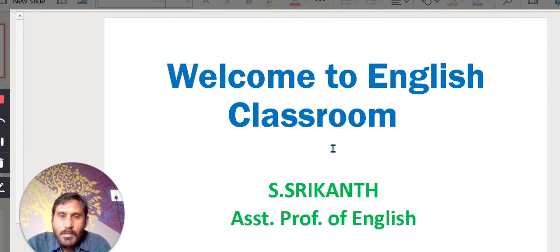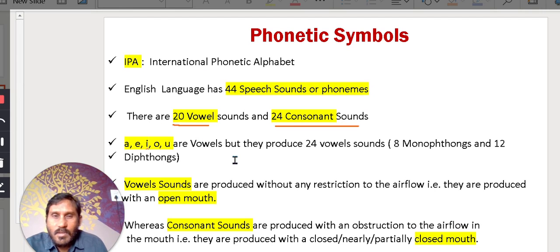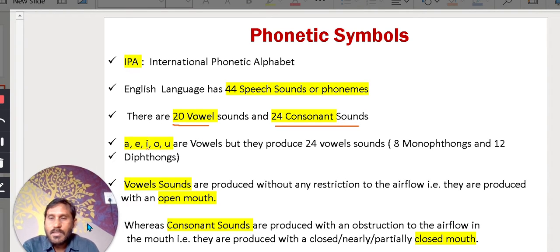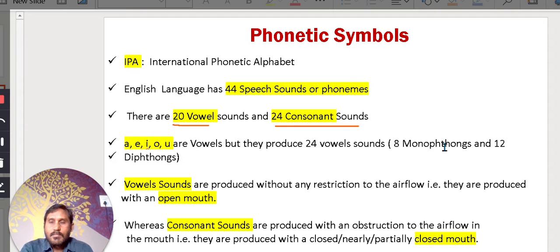Today let us take up a topic which is connected to English language. So we all know that English language has a specific sound system. As every language has its own sound system, English language has also its own sound system. But the sound system of English language is very different from our Indian languages like Telugu.